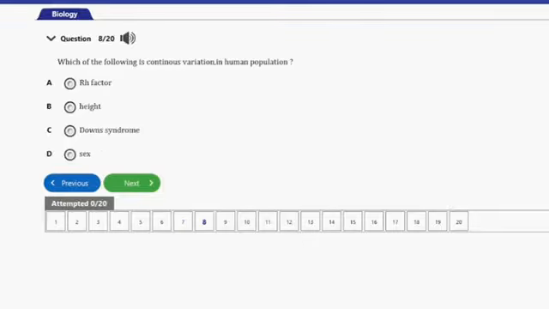That's question number 8 here. It says, which of the following is continuous variation in human population? We have A, rhesus factor, B, height, C, Down syndrome, D, sex. So guys, we've answered this question the first time in another way, and it's repeating again. So you need to take note of this question. Continuous variation here is the height. So that's it for this question, option B. So let's go ahead and answer the next question, guys.